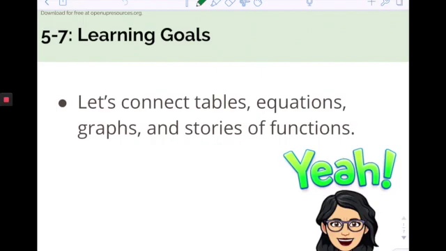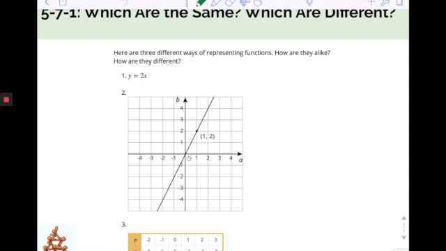I love that. We are on page 57 in your workbook and it goes on to 58. So you might just want to look at this slide for now. Here are 3 different ways of representing functions. How are they alike and how are they different? We've got the equation y equals 2x, the graph of a function, and a table of a function.